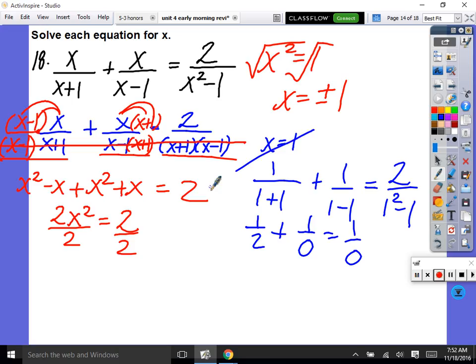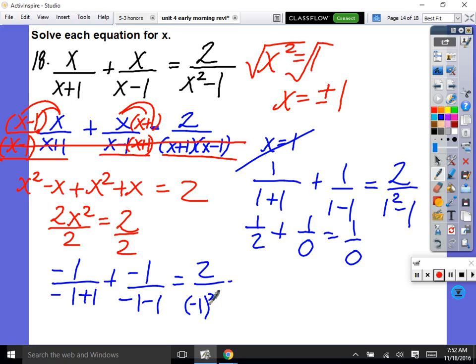Well, let's check negative 1. Negative 1 over negative 1 plus 1, plus negative 1 over negative 1 minus 1, equals 2 over negative 1 squared minus 1. Let's check it. Negative 1 over negative 1 plus 1. 0. Can't I just stop there? Okay, so we're saying that negative 1 is also not in our domain. Did we solve this correctly? Yes. So our answer would be no solution. Do we have questions? Okay.